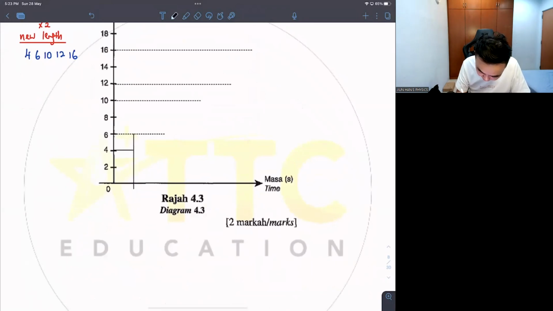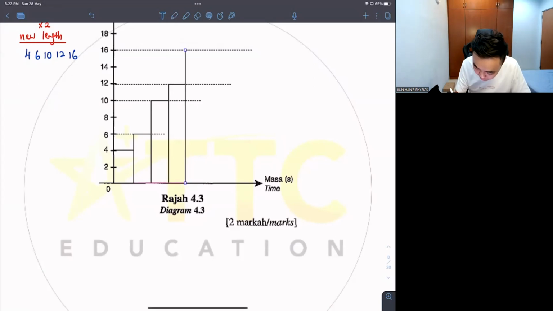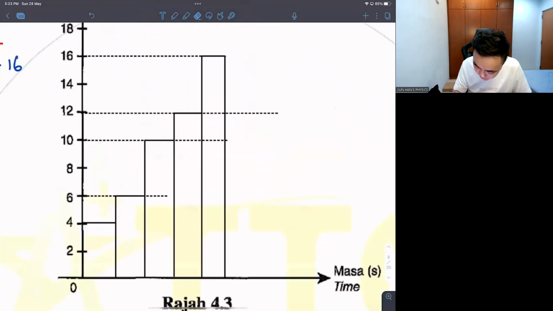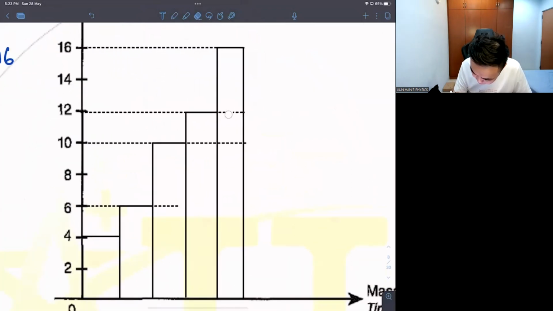So the 6 cm, I put it here. After that, 10 cm, I put it here. After that, 12 cm, I put it here. And finally, we have the 16 cm, we put it here. After that, erase off the dotted line a bit. This one extra, not needed. Throw away the extra parts.